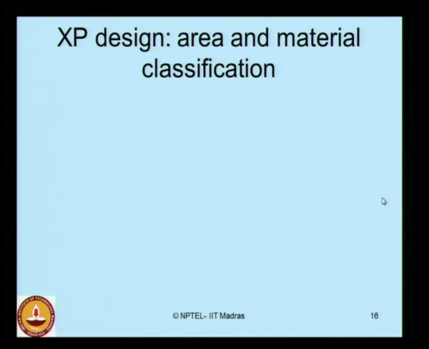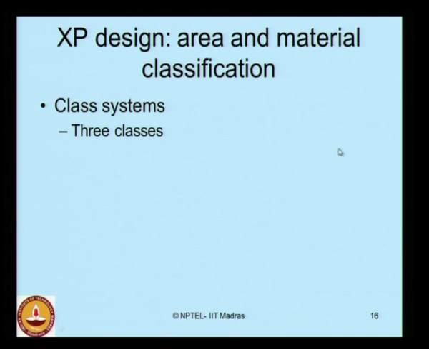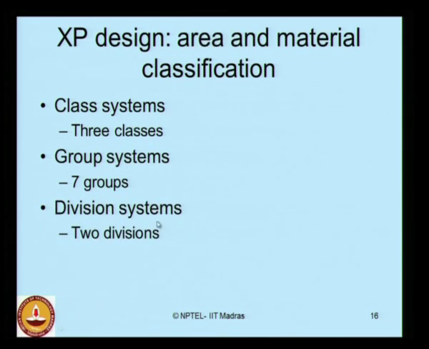Coming to the explosion proof design, can we design an area using a specific material? The question is, can I design an enclosure which is explosion proof? The design is possible, but you have to design the specific area and use only classified materials in that case. Let us see what these guidelines are. There are three ways by which you can define these systems. One is what we call a class system, another is a group system, and the third is a division system.